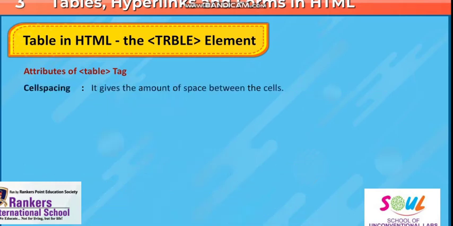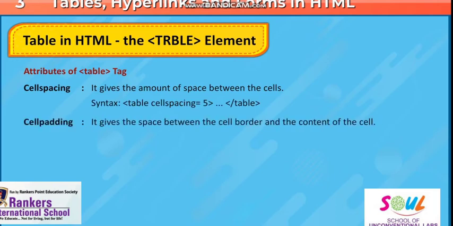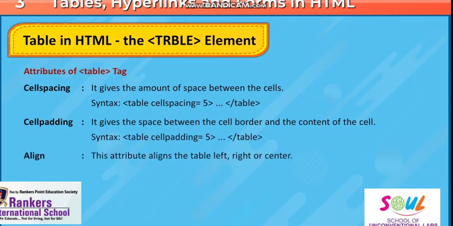Cellspacing. It gives the amount of space between the cells. Syntax: table cellspacing equal to 5, /table. Cellpadding. It gives the space between the cell border and the content of the cell. Syntax: table cellpadding equal to 5, /table. Align. This attribute aligns the table left, right, or center. Syntax: table align equal to left in double quotes, /table.